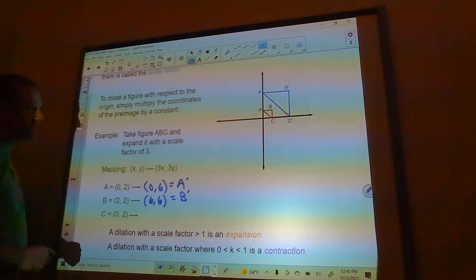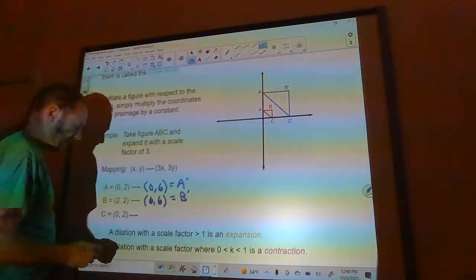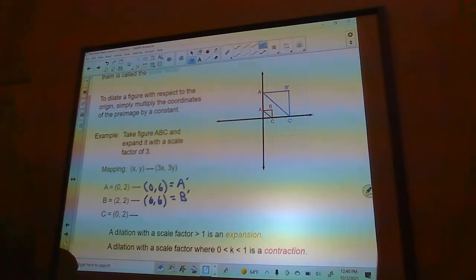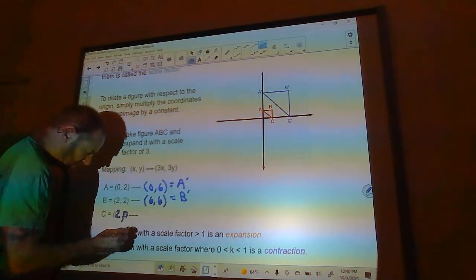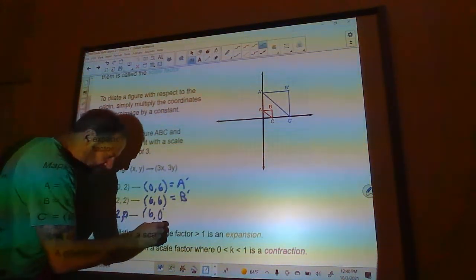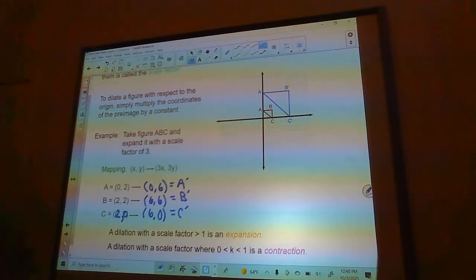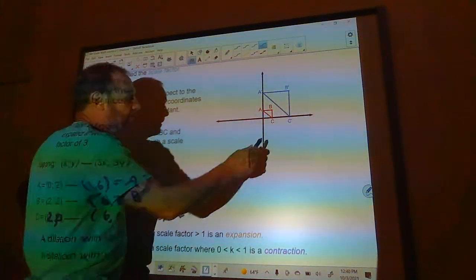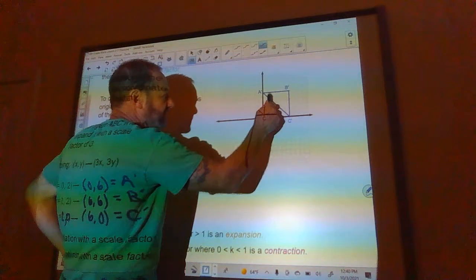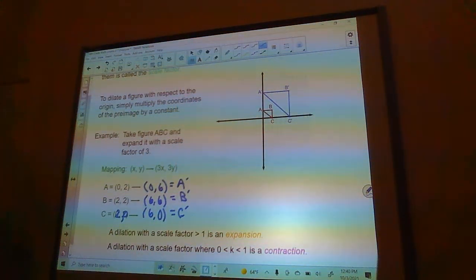And 0, 2, whoops, this was 2, 0 right here. 0, 2 is A. I got those backwards on the picture, don't I? Oh, I'm sorry, I got a typo right here. This should be 2, 0. Is going to go to 6, 0. That's going to be C prime. Okay, so you can look here, there's 6, 0, there's 6, 6, and there's 0, 6. And I did my dilation there.